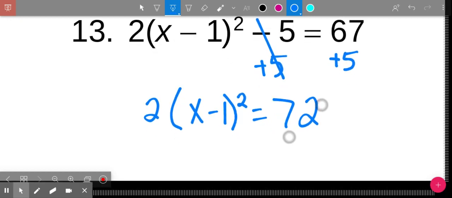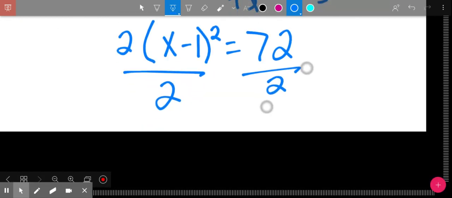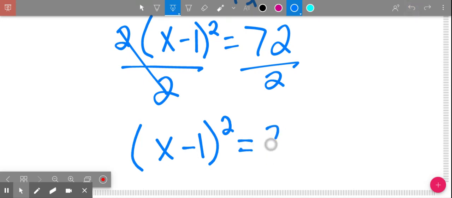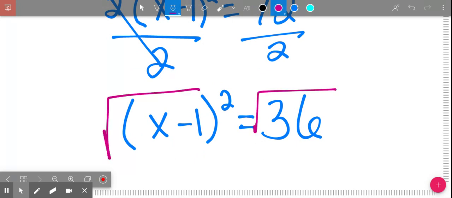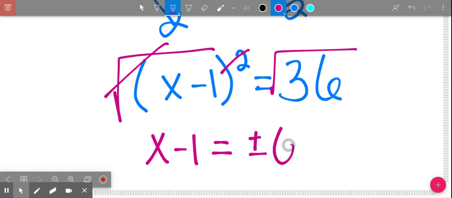Then from here, the 2 is just hanging out up front, so we're going to divide out the 2. That'll cancel. And so I'll have x minus 1 squared equals 72 divided by 2. It gives me 36. Now we have to get rid of the squared. So we're going to take a square root. And the square root and the square will cancel each other out. So I'll have x minus 1 is equal to, the square root of 36 isn't just 6. Remember, we have to write it as plus or minus 6.